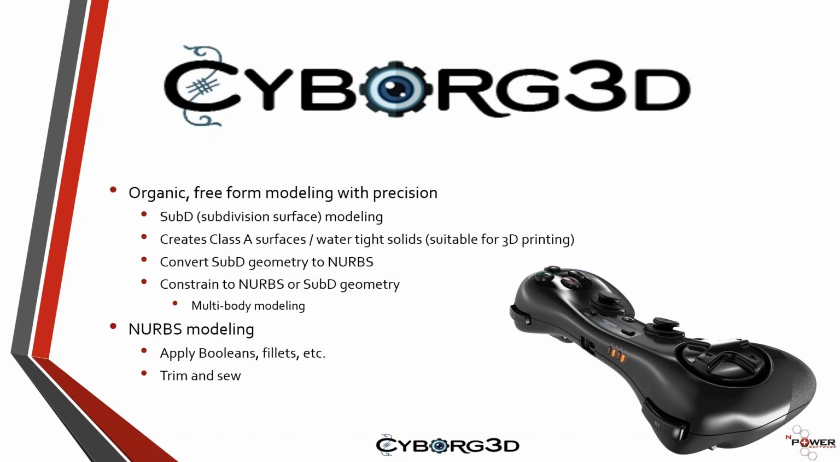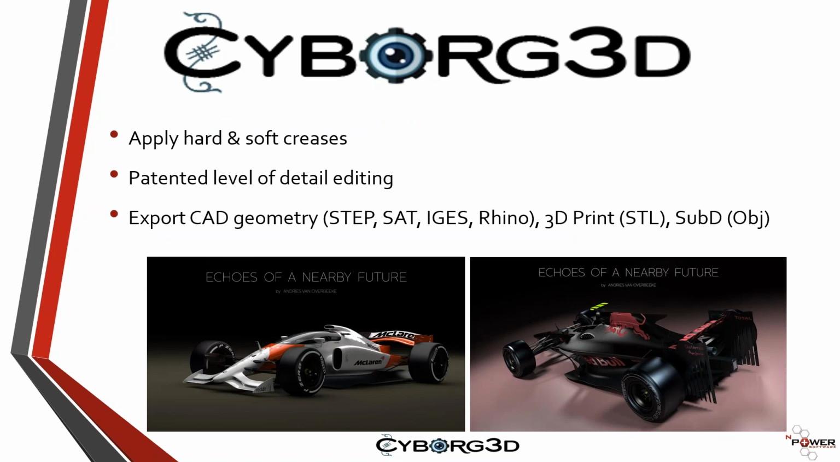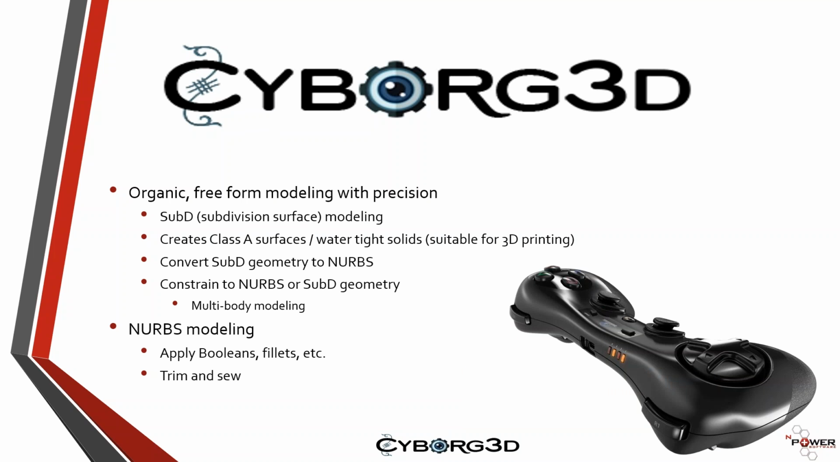So Cyborg3D supports organic freeform modeling through Subdivision Surface modeling. I assume most of you are familiar with that. It creates by default Class A surfaces or watertight solids using the Subdivision Surface modeling algorithm. And those models are very suitable for 3D printing because they're watertight. Probably the key technology we have is our patented conversion between SubD geometry and NURBS geometry. And that allows us to deal with those different formats and integrate them into a common environment.